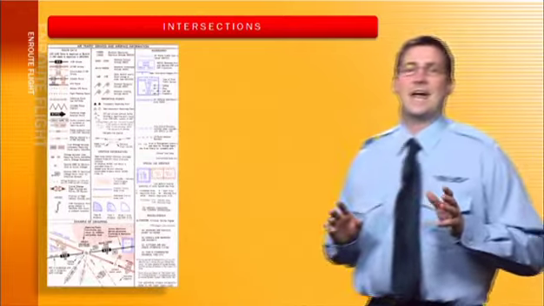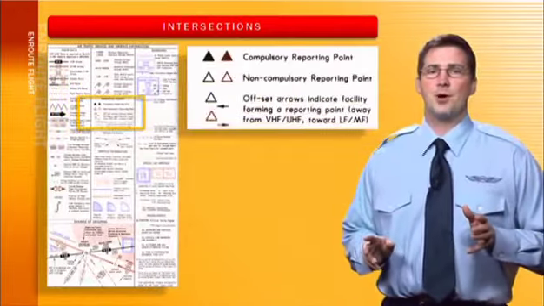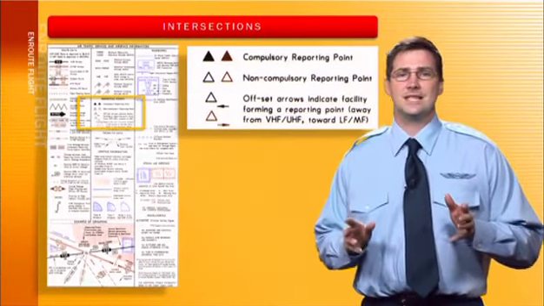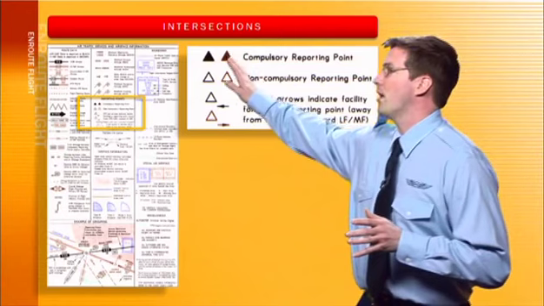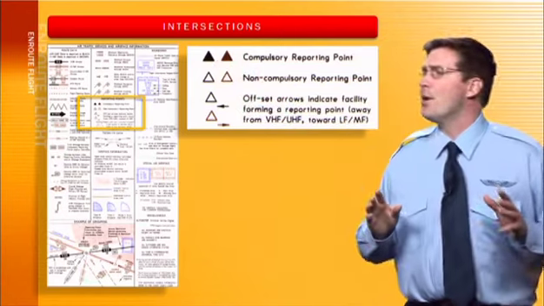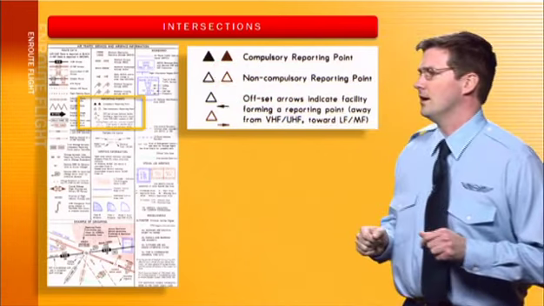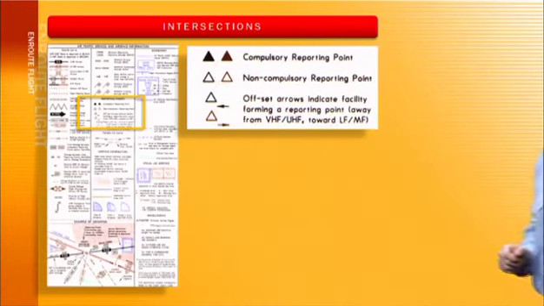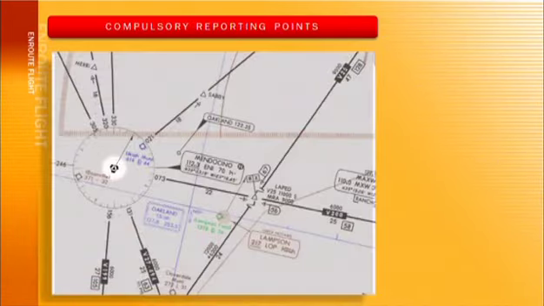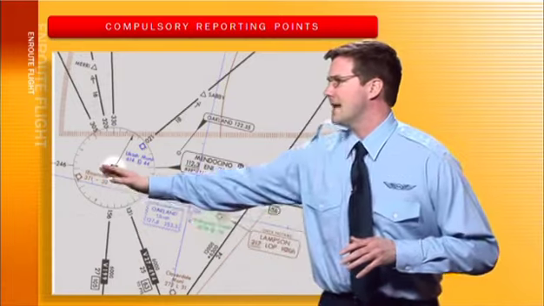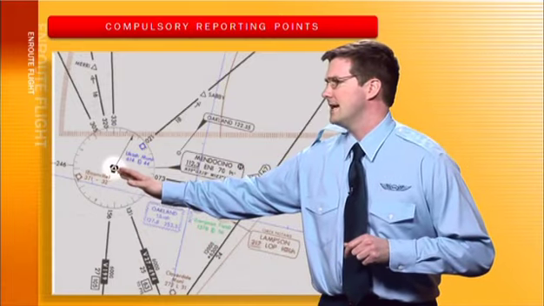Let's go back to the legend again, this time for a closer look at compulsory and non-compulsory reporting points. Compulsory reporting points are shown like this with a solid black triangle. Here's an example. And non-compulsory points are shown with an open or white triangle like we see right here. Now let's go back to the chart. Here's a compulsory reporting point shown with a black triangle right here. You're flying over a VORTAC, and it's actually co-located with the VORTAC right inside the symbol.